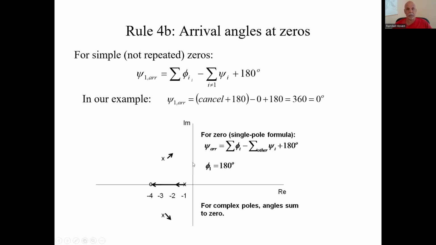In our example, the complex pair is going to cancel. The angle from this pole to that zero is 180 degrees. There are no other zeros, so that's a 0. And add the 180. 180 and 180 is 360, which is the same as 0. So think of a line coming out of this zero at the angle of 0, along here to the right. But the root locus is going to be coming into the zero along that line. Kind of funny that you call that an angle of arrival, but that's the way it's calculated.